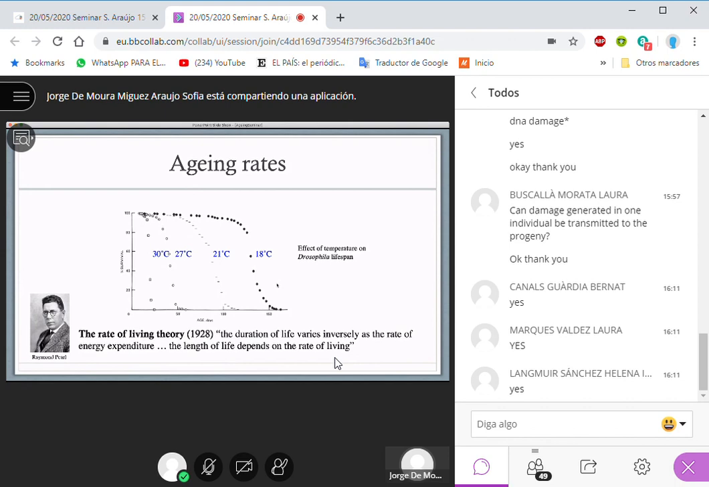And so the idea is that if you have cells or organisms where you can lower their temperature, energy expenditure goes down because everything will slow down, and then you can increase lifespan. The temperature part is not very useful for mammals, but we can use this as a study of energy expenditure. So the lower energy your cells use, the longer you might be living.